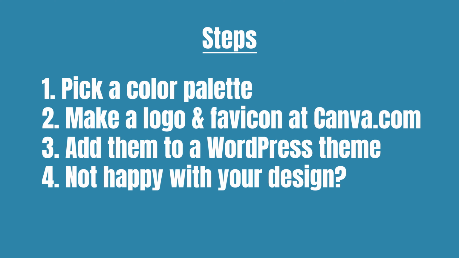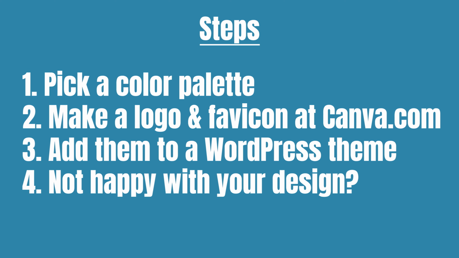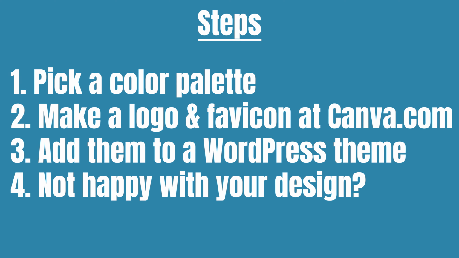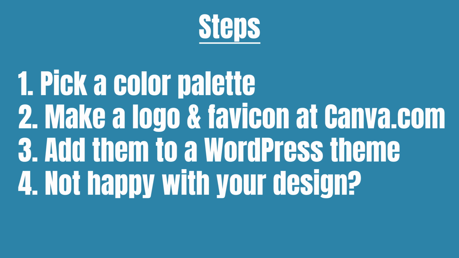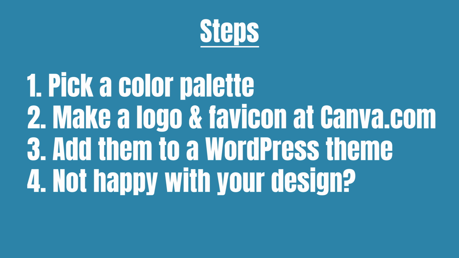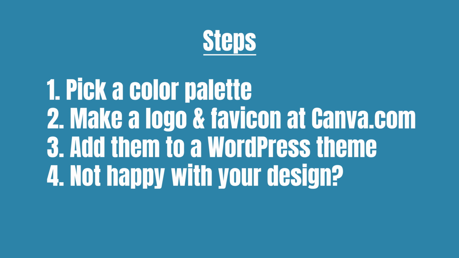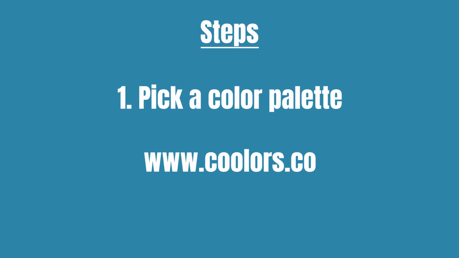Alright, here are some steps that we need to do to make our branding logo and favicon. Number 1, pick a color palette. Number 2, make a logo and favicon at canva.com. Number 3, add them to a WordPress theme. Number 4, not happy with your design? Let's explore another affordable and professional option. Alright, with that being said, let's get into step number 1.